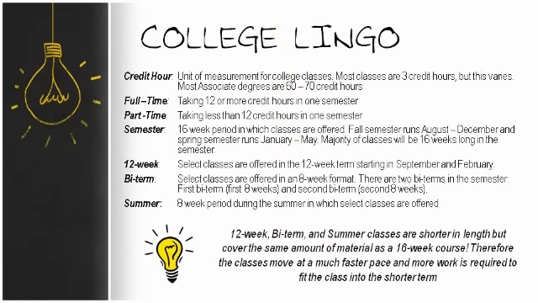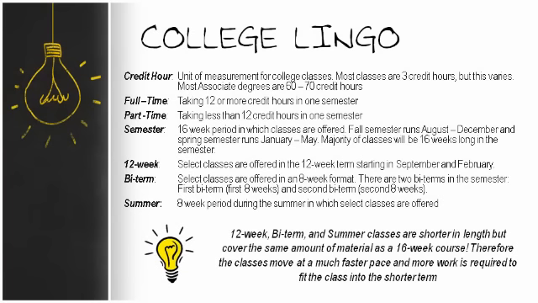Credit hour is a unit of measurement for college classes. Most classes are 3 credit hours, but it varies. Most associate degrees are 60 to 70 credit hours total. Full-time is when you take 12 or more credit hours in one semester. Part-time is when you take fewer than 12 credit hours in one semester.